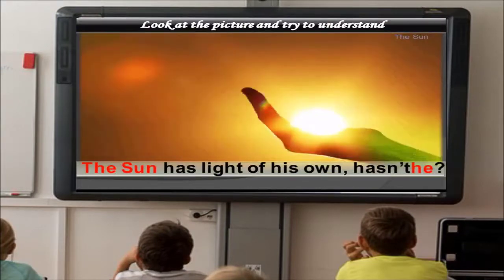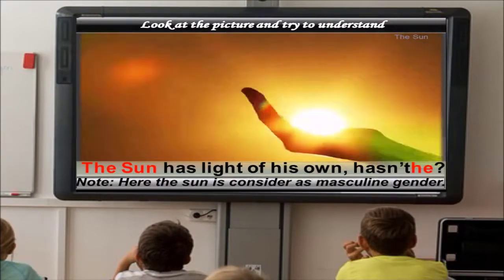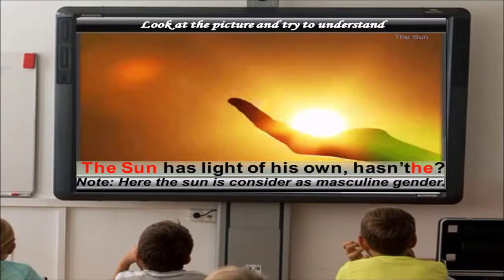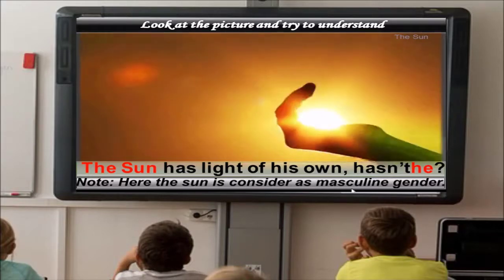Look at the picture and try to understand. The sun has light of his own, hasn't he? Note. Here the sun is considered as masculine gender. Do you understand? And we must use he in place of the masculine gender sun. Okay, and also you can notice it. We use here his own, not her own. So it will help you to decide the right tag operator. Okay.